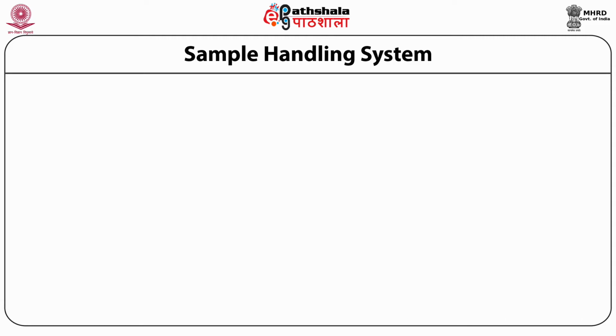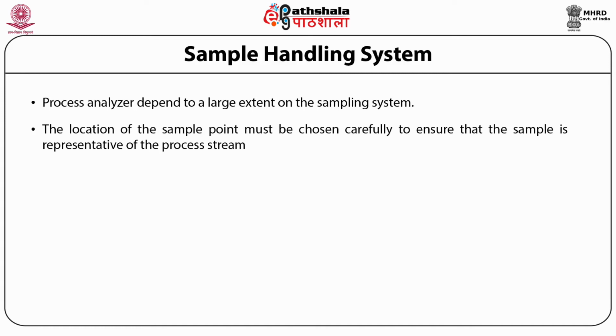Sample handling system. Successful results from a process analyzer depend to a large extent on the sampling system. This must present to the analyzer a representative sample in an acceptable form with a minimum of delay and at a suitable flow rate. The location of the sample point must be chosen carefully to ensure that the sample is representative of the process stream. If the process stream is hot, the sample line will probably require heating to avoid loss of some of the sample components by condensation in the line.